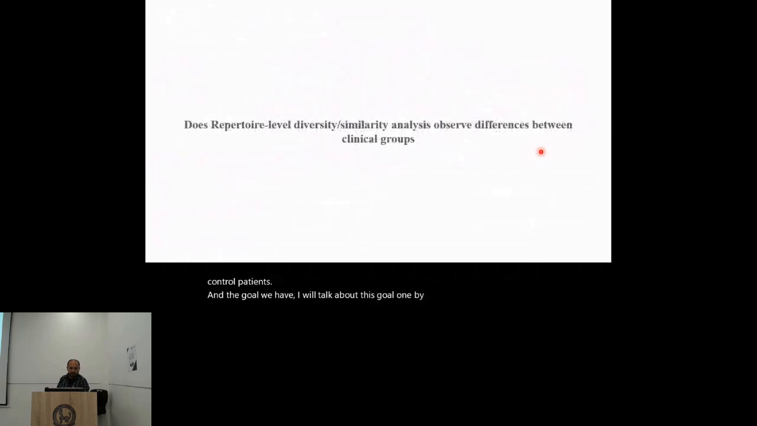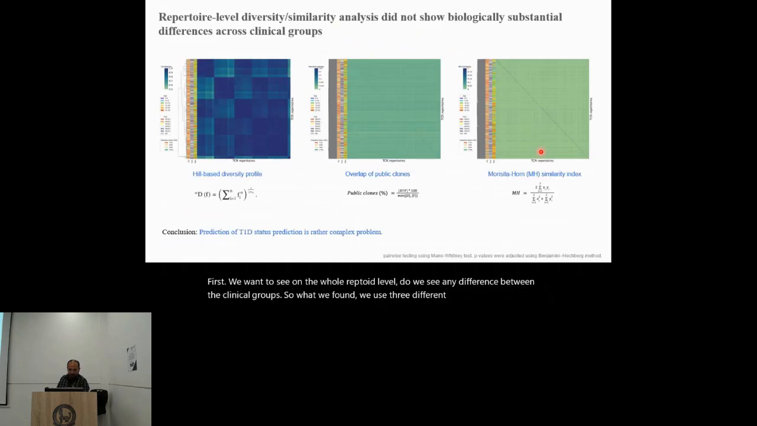So let's start with the first goal. First, we want to see on the whole repertoire level, do we see any difference between the clinical groups? We used 3 different approaches to find similarities and differences. We used the Hill-based diversity profile. We looked at the overlap of the public clones and also the Morisita-Horn index.